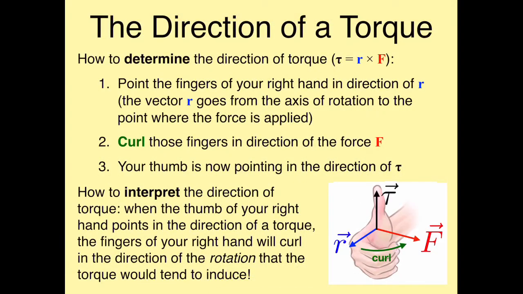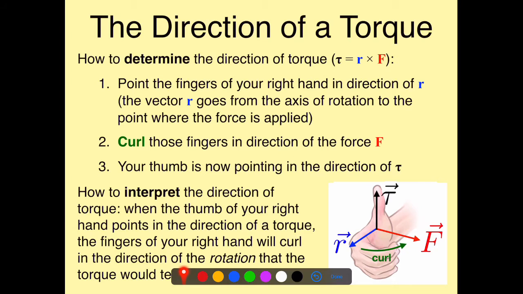Okay, so let's talk about how to find the direction of a torque. We already have seen that we can use the right-hand rule to determine the direction of any kind of cross product of two vectors. And of course, the torque is just a cross product of R and F. So I'm basically just reiterating what I said earlier, but this is really important to get down, so let's go through it again.